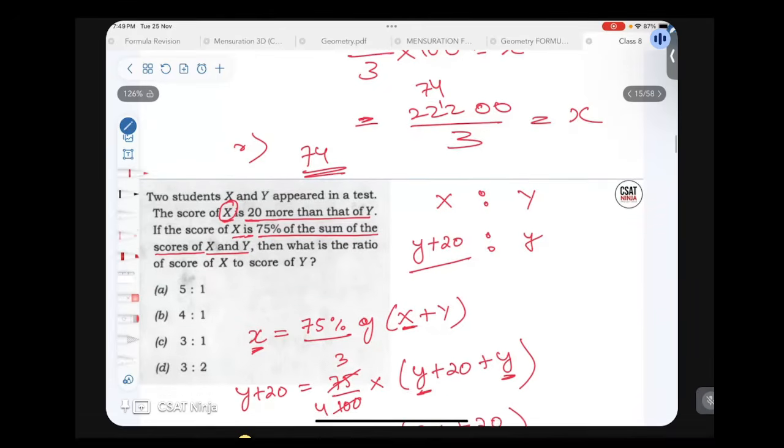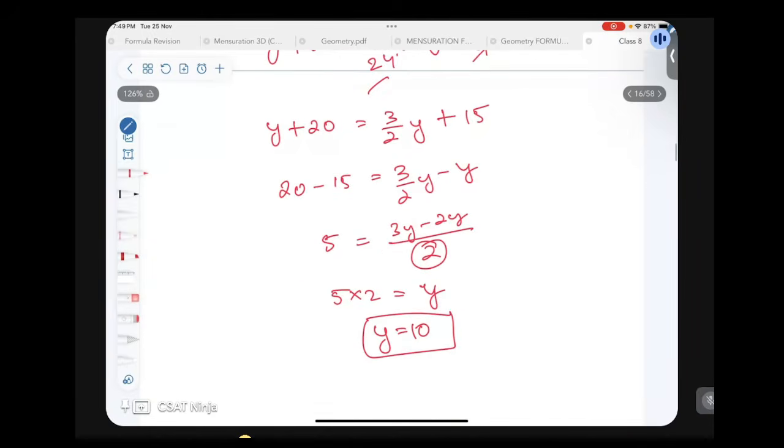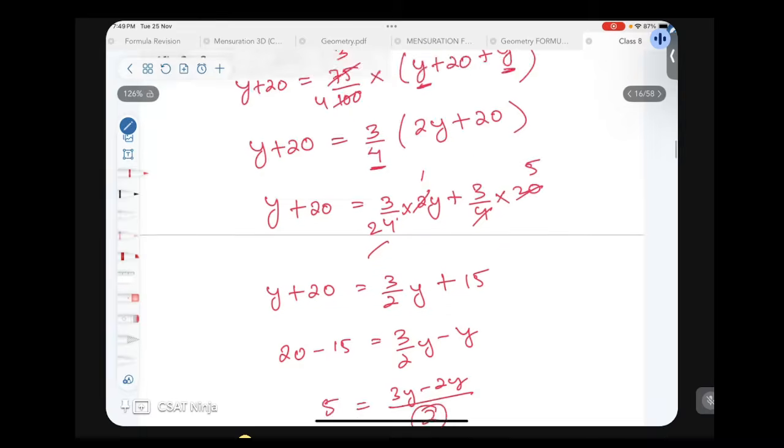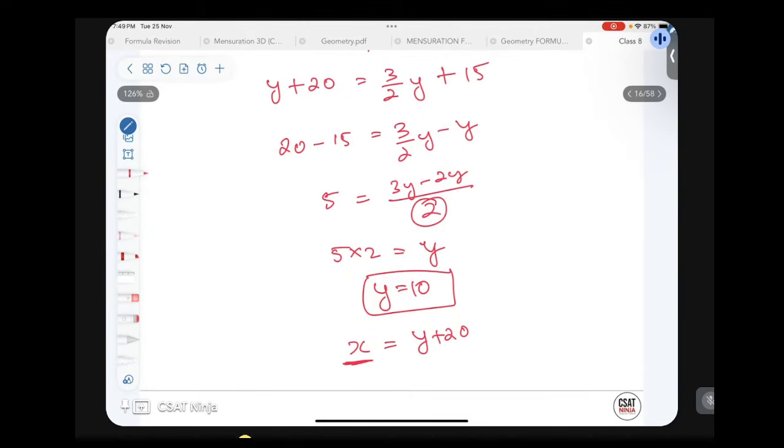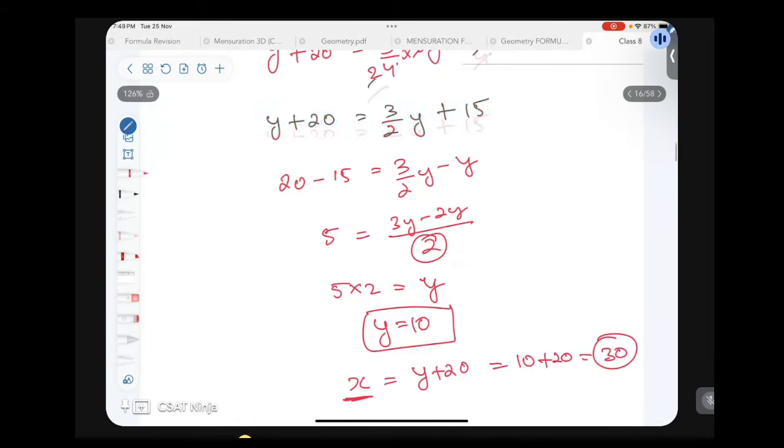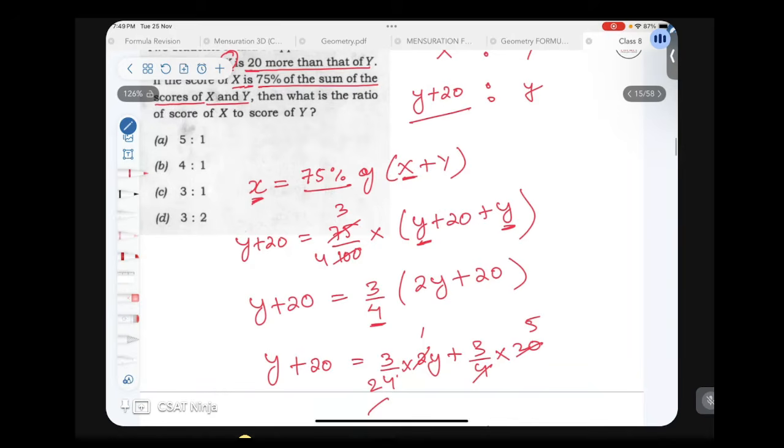What's the ratio of the score of x and y? Okay, if y score is this one, what will be the x score? X score is y plus 20, right? 20 more than y? Yes. The score of x is nothing but 20 more. That means 10 plus 20, what are we getting? 30. The score of y is 10, and the score of x is 30.